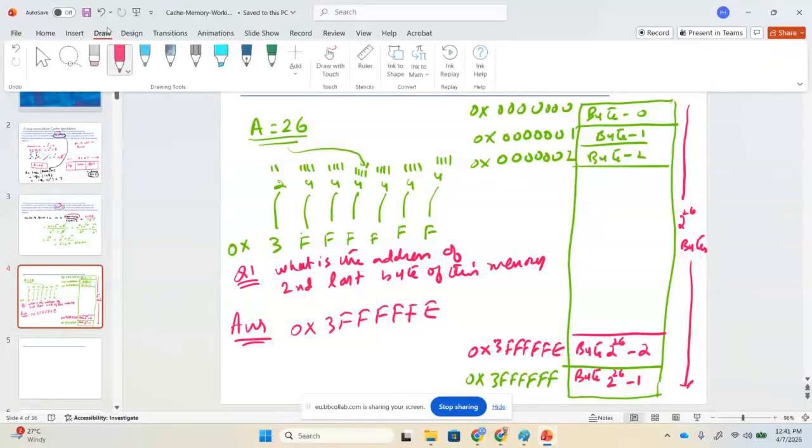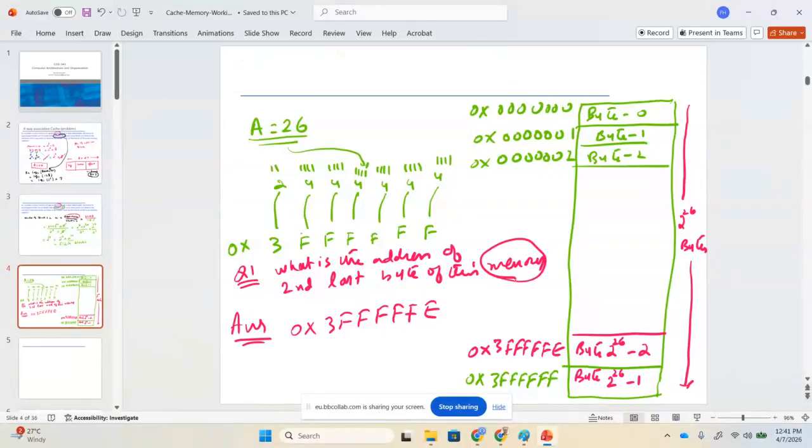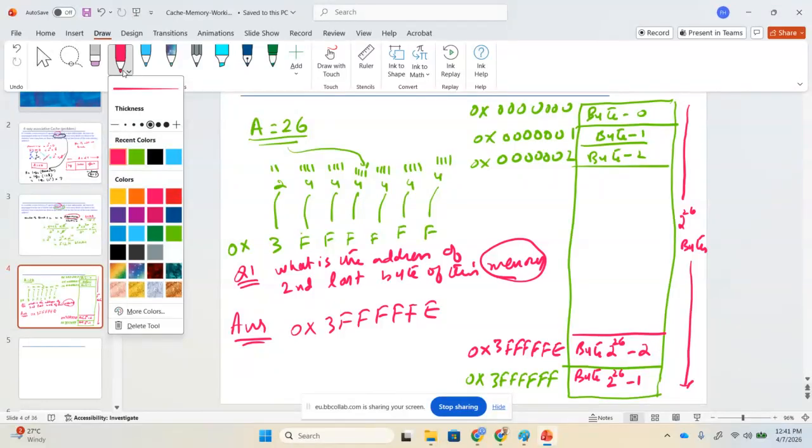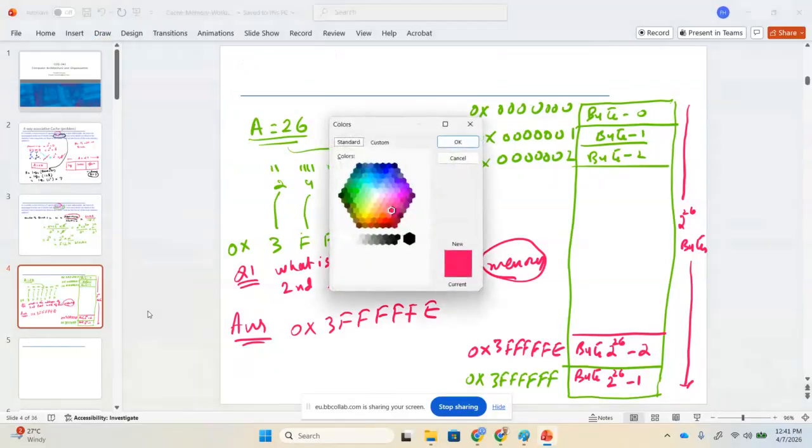This is not the cache. This is the memory. I'm not talking about cache. Did I write any cache here? No. Okay. Now question number 2. This may be the question in the exam, and I will tell you I will give half a point for the correct answer and half a point for the explanation. Question number 2.